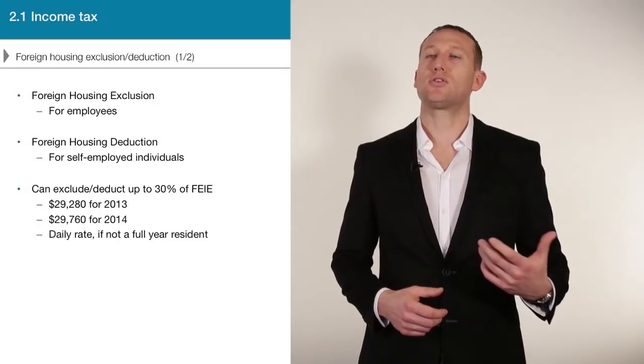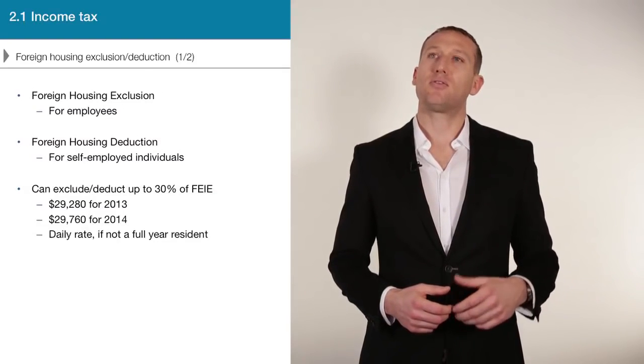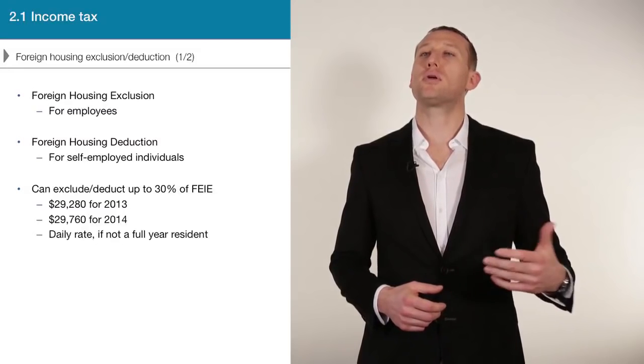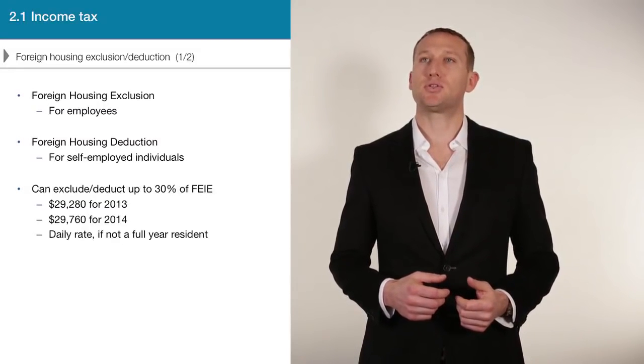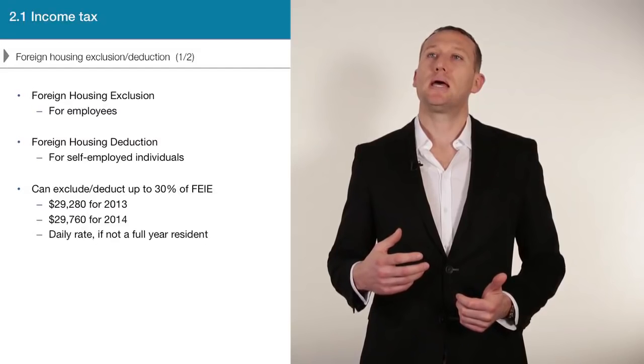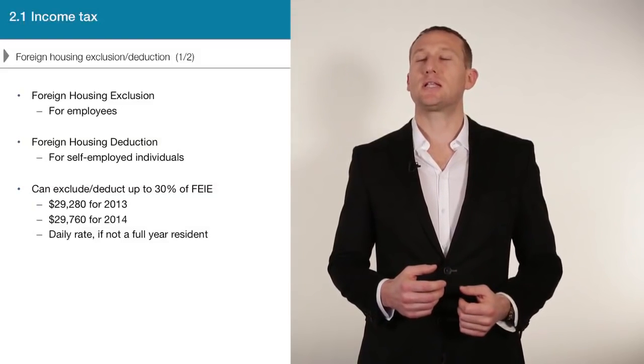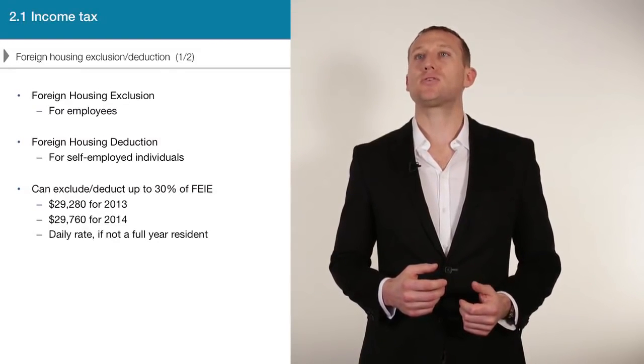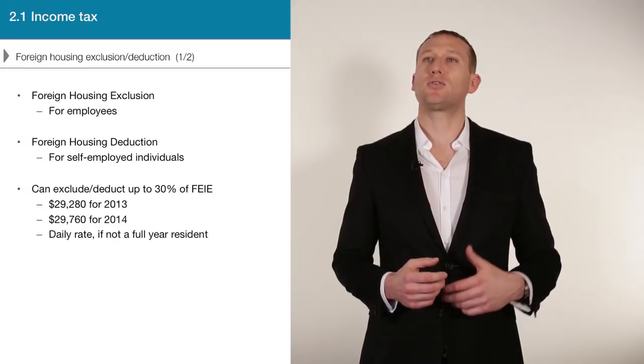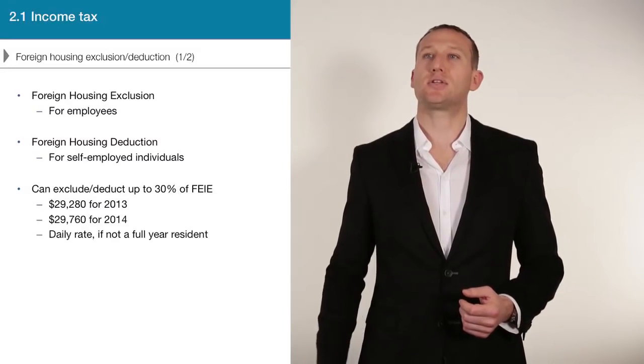You're also entitled to the foreign housing exclusion. The foreign housing exclusion is over and above the foreign earned income exclusion and is meant to help mitigate the costs of housing overseas. Now, the foreign housing exclusion or deduction is equal to 30% of the maximum foreign earned income exclusion during the year. So for 2014, the maximum foreign housing exclusion or deduction you would be entitled to is $29,760.